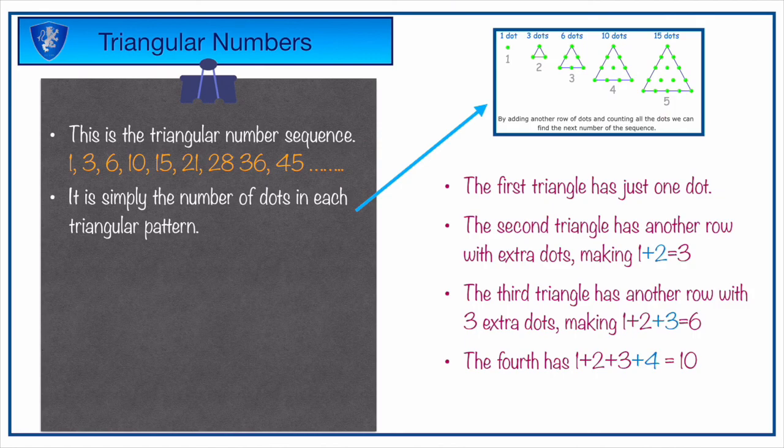If you want to find the next one, the fifth triangle number, you would add 5 to the 10. And then similarly, you would add 6 and 7 and 8 and so on.